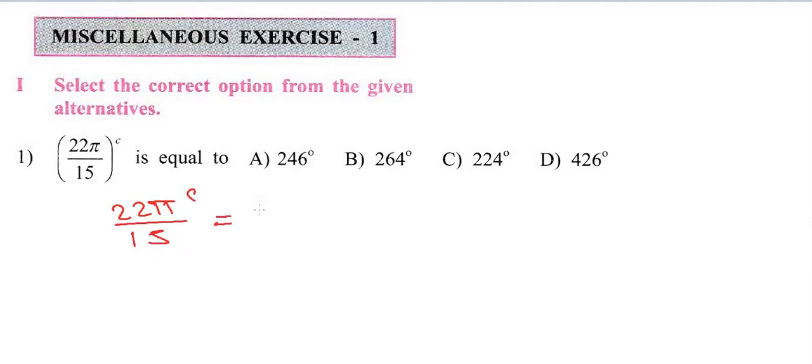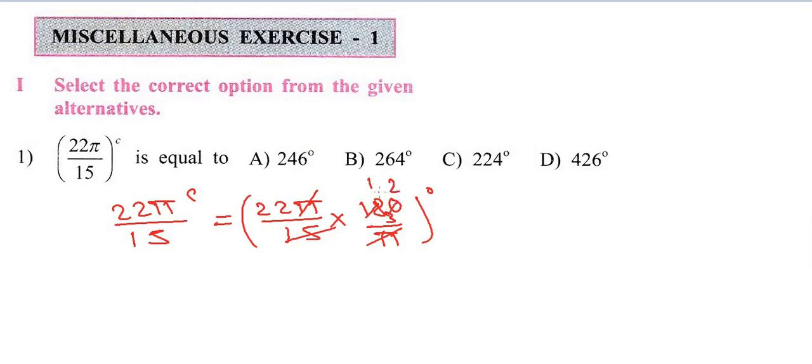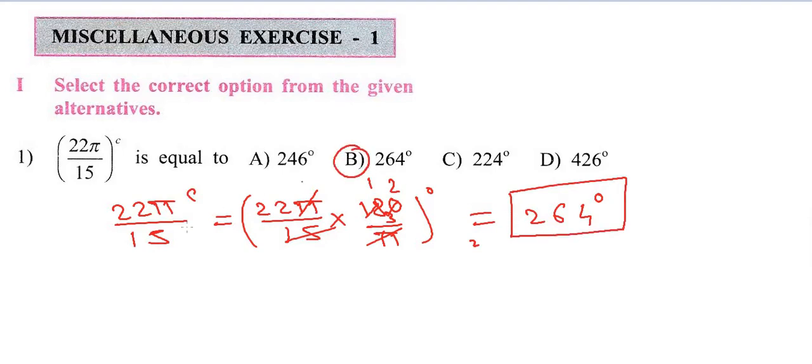So 22 pi by 15 radian is equal to 22 pi divided by 15 multiplied by 180 divided by pi degree. Now this pi gets cancelled. 15 ones are 15. Now how many are left over? 3 are left over. So 15 twos are 30, so 12. Now let us multiply 22 by 12. 12 twos are 24, carry forward 2. Again 12 twos are 24, 24 plus 2, 26. So it is 264 degree. And so with 264 degree, we get the correct option as B.